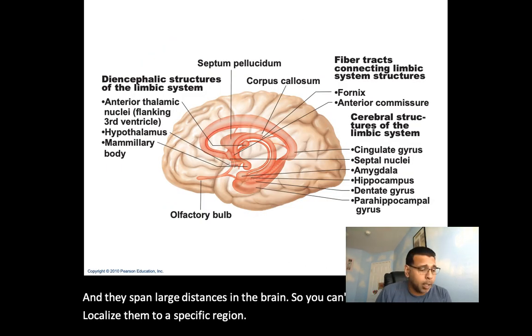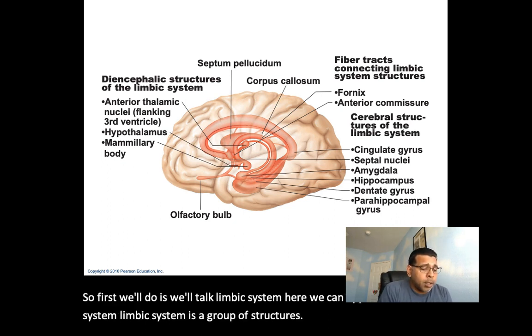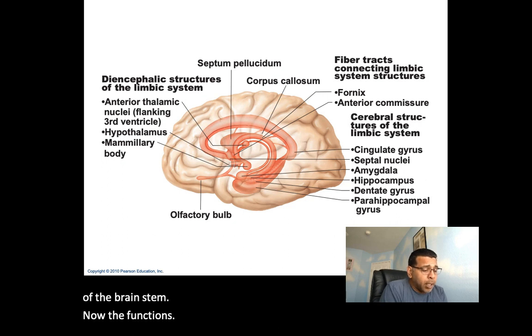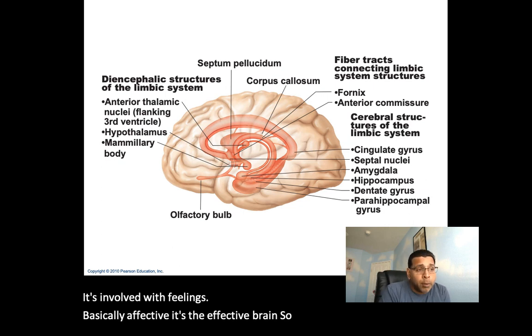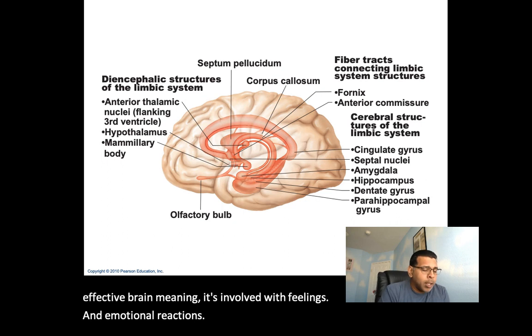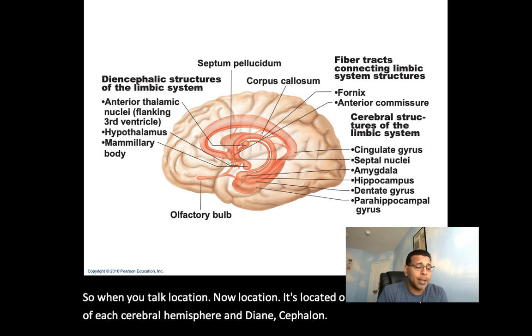Here we can appreciate the limbic system. The limbic system is a group of structures. Its cerebral structures encircle the upper part of the brainstem. Now the functions: it's involved with feelings. It's the affective brain, meaning it's involved with feelings and emotional reactions. When you talk location, it's located on the medial aspect of each cerebral hemisphere and diencephalon.